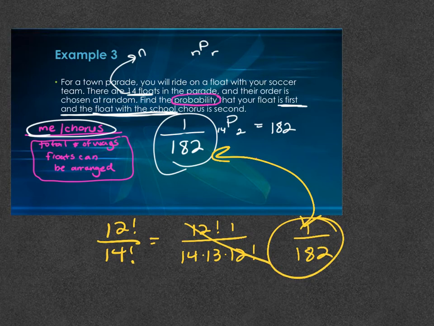Go ahead, Brayden, you had a question? Do you have a button that says PRB? So hit that one. Do you see nPr there? Okay, so you have to do it in the order though. You have to type in 14, then you have to hit that button, then you have to hit 2.